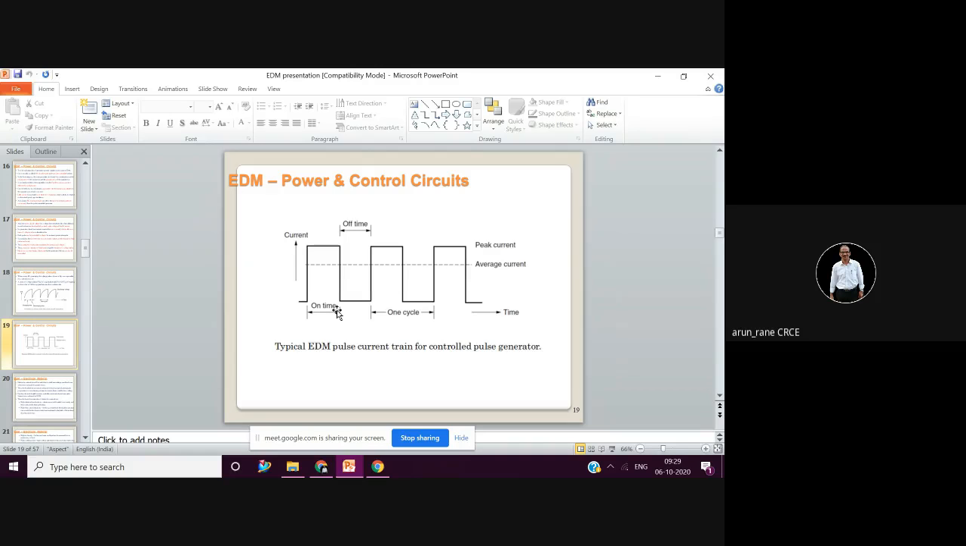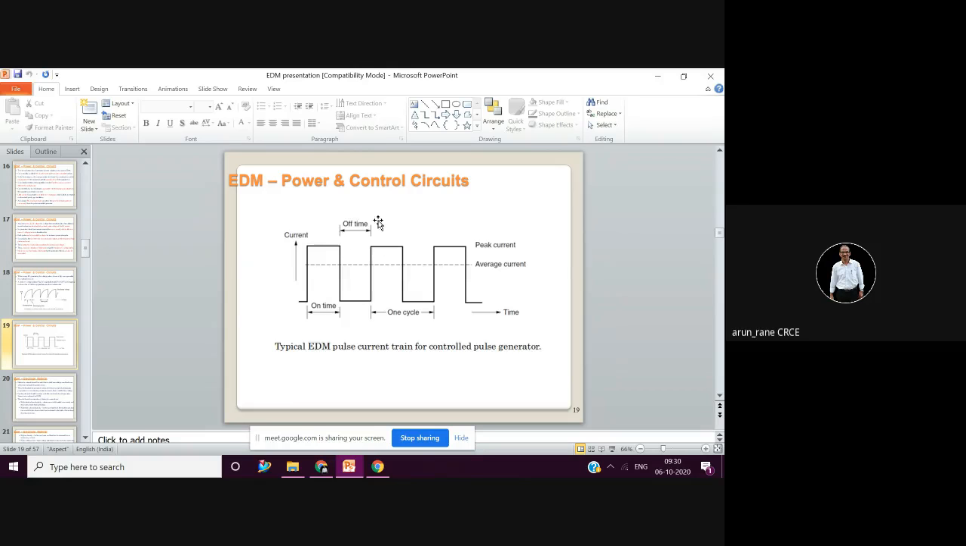Your DC pulse generator or power circuit in any EDM machine has the facility to change this on time and off time. That depends upon what material removal rate you want and what finish you want. First, understand what on time and off time are. On time means your sparking will be on, your current will be on, so your material removal will be on. That is, sparking is taking place, material erosion is taking place. The electrode is kissing the workpiece.